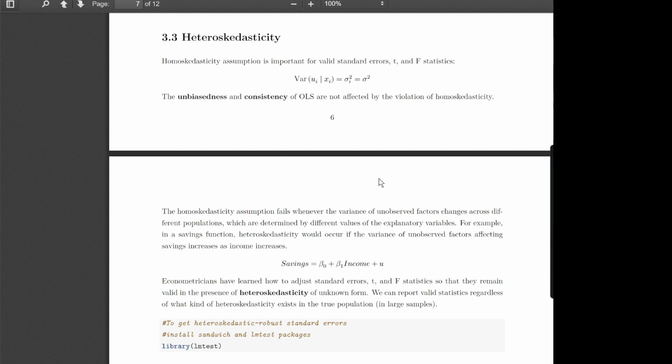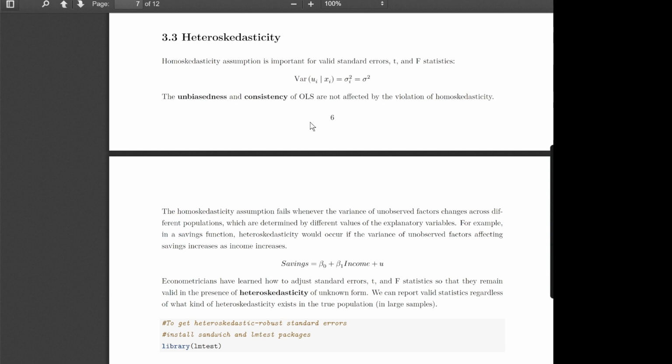And here we will talk about heteroskedasticity. Usually the homoskedasticity assumption is very important, but it's usually violated. Here in this example, maybe it's not violated, but generally you want to use heteroskedasticity-robust standard errors.